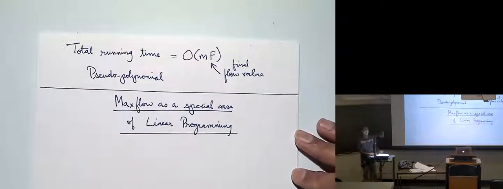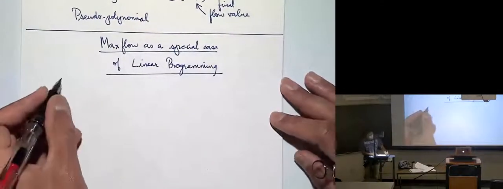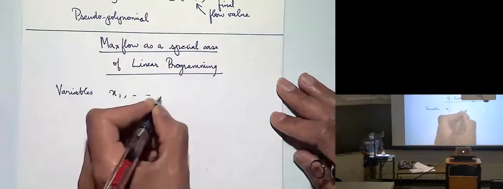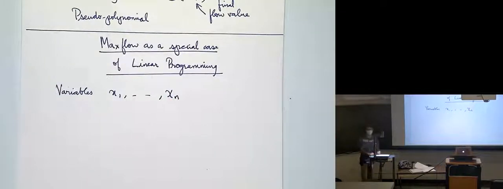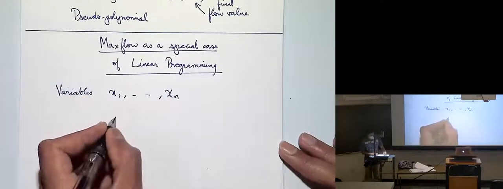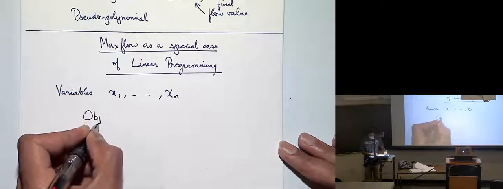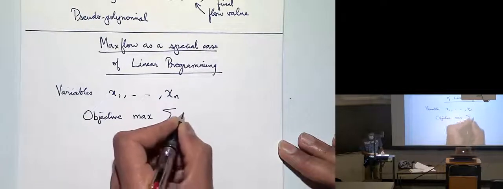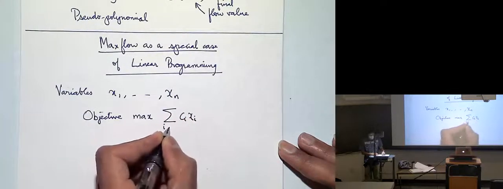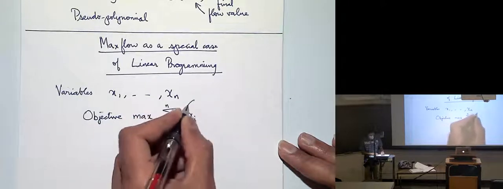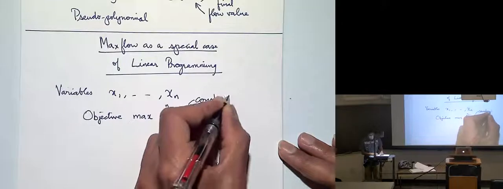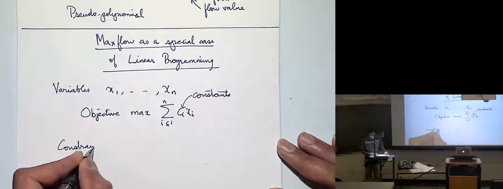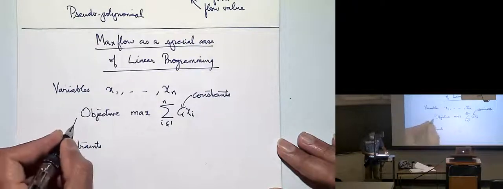So what is linear programming? Linear programming, think of it as we have variables x1 to xn. We usually have some kind of objective, which is to say maximize some summation of ci xi, i going from 1 to n. These are some constants. That's the objective, and then you have constraints. So all of these are going to be linear.